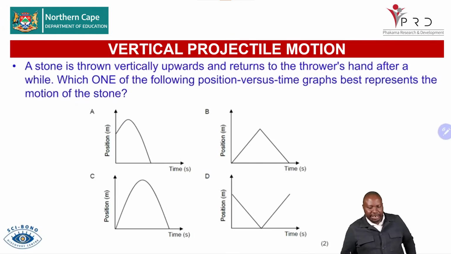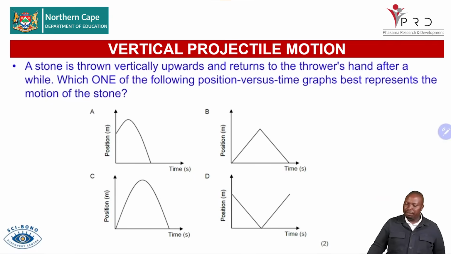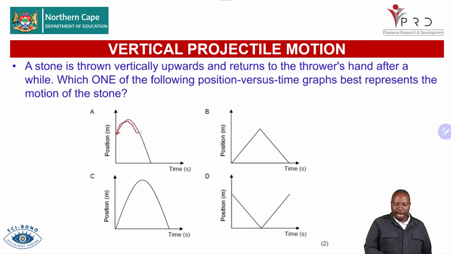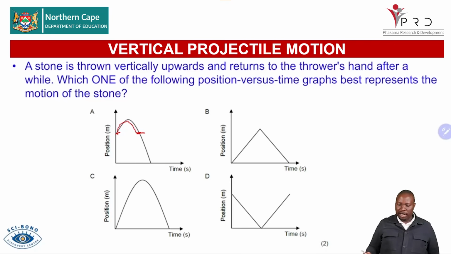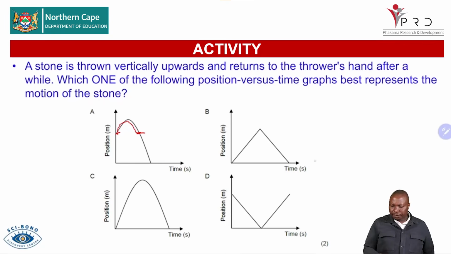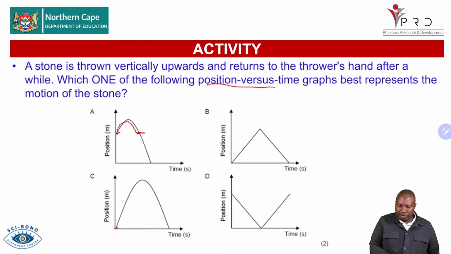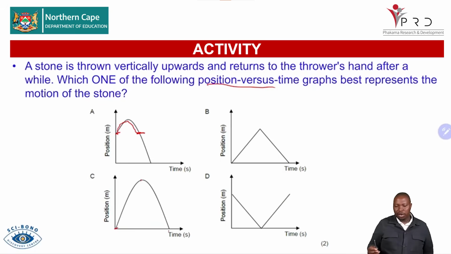A stone is thrown vertically upwards and returns to the thrower's hand after a while. Which one of the following position versus time graphs best represents the motion of the stone? So if the thrower was there, he throws the object up, it comes back to the thrower's hand. So it's supposed to have traveled the same distance, so that one doesn't help us. But now you are able to see that this one is not necessarily looking like a position versus time graph. Remember, they are mostly curves, and then we are having this one. You can see that the thrower is throwing from there, reaches maximum height, comes back to the thrower's hand at C. So you're able to choose C with no doubt.